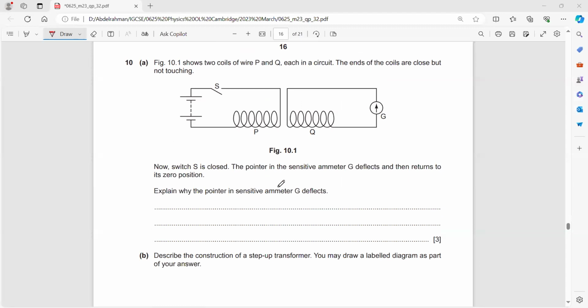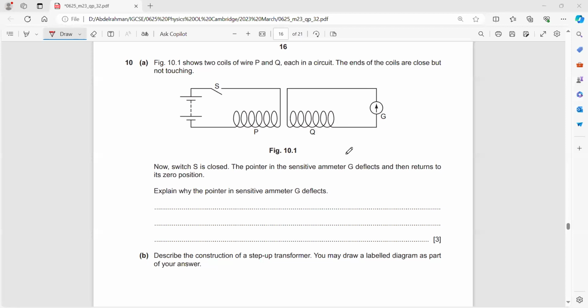Switch S is closed. The pointer deflects. Do you know how to answer this question? Any ideas? It's quite simple, but we tend to forget the answer. I need 3 words. What are they?